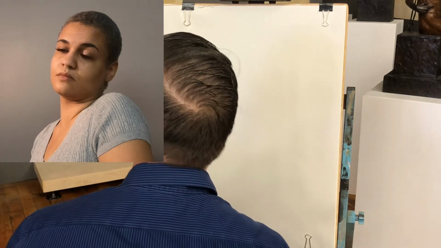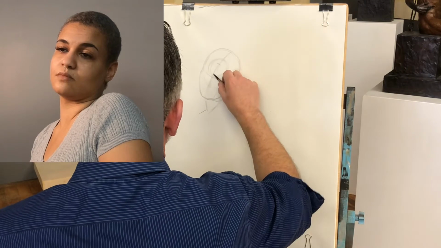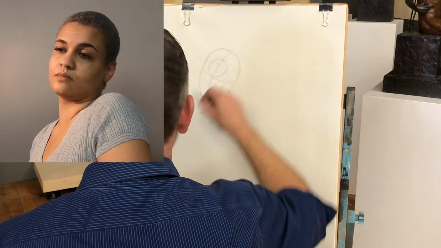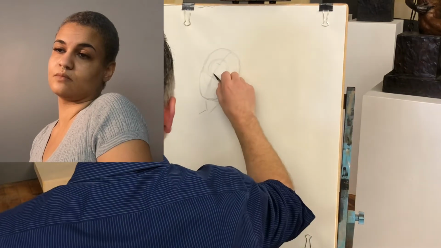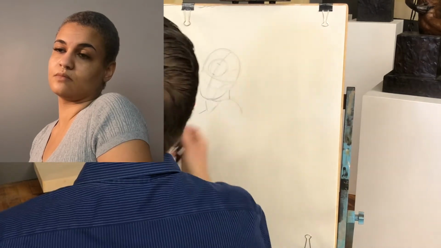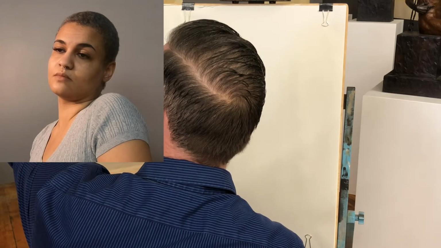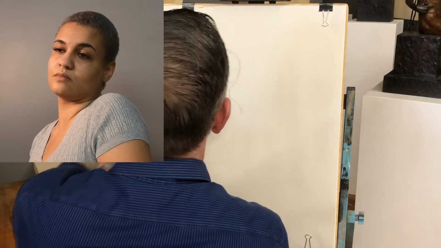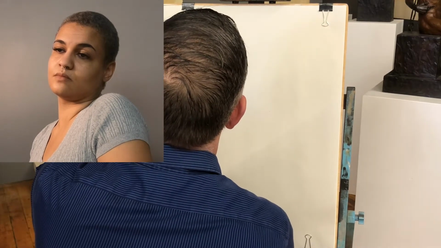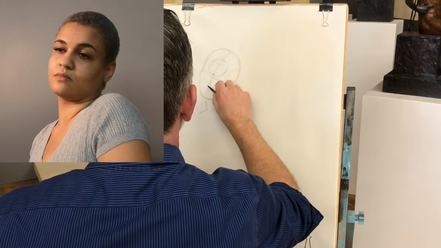So now I'm going to start adding some of those features. So I know that my glabella, which is the top of my nose, I'm always going to start with my nose. I like to do that. That's going to sit about here. And if I measure that on her, the nose section is a little bit bigger than her forehead section. So that's going to bring that nose maybe down around there.